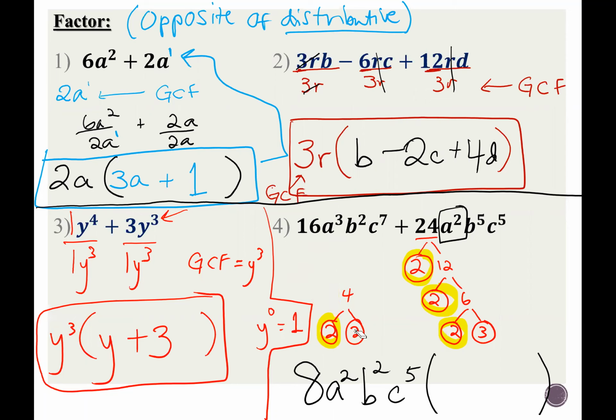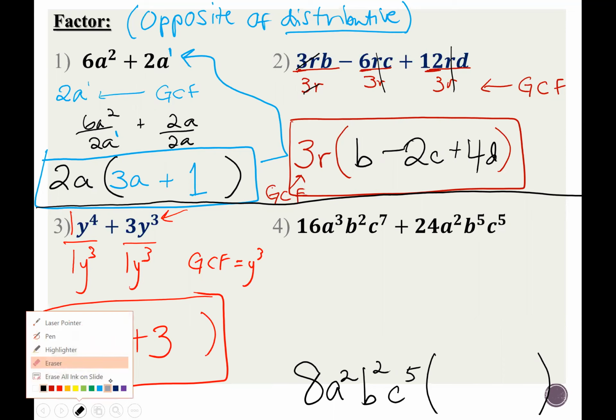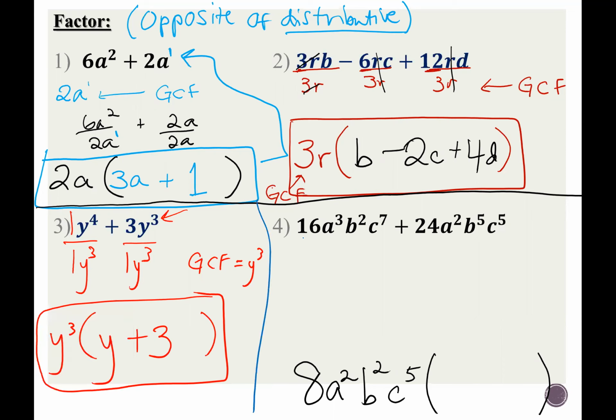Okay. What I'm going to do now that we've come up with our GCF, 8a squared b squared c to the 5th, is divide each of our original terms by the GCF. And whatever we get when we divide is what will go in the parentheses. So 8a squared b squared c to the 5th, 8a squared b squared c to the 5th.